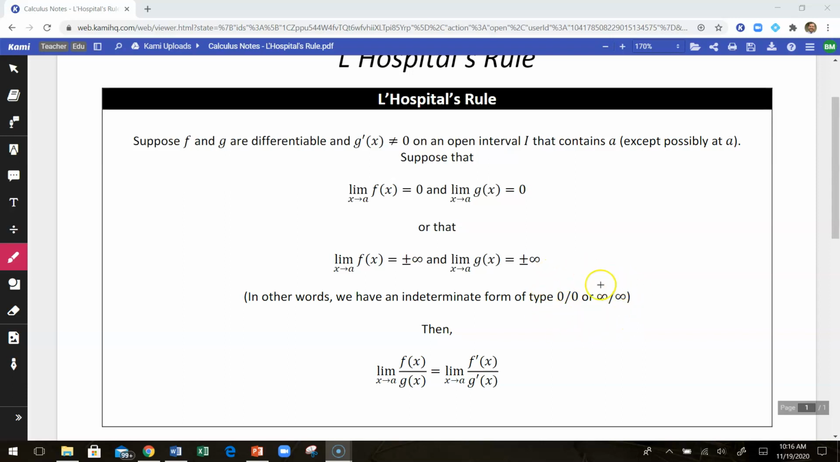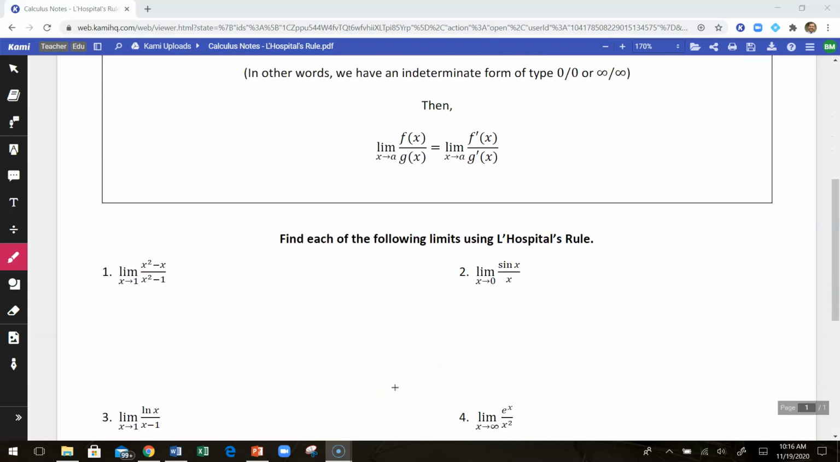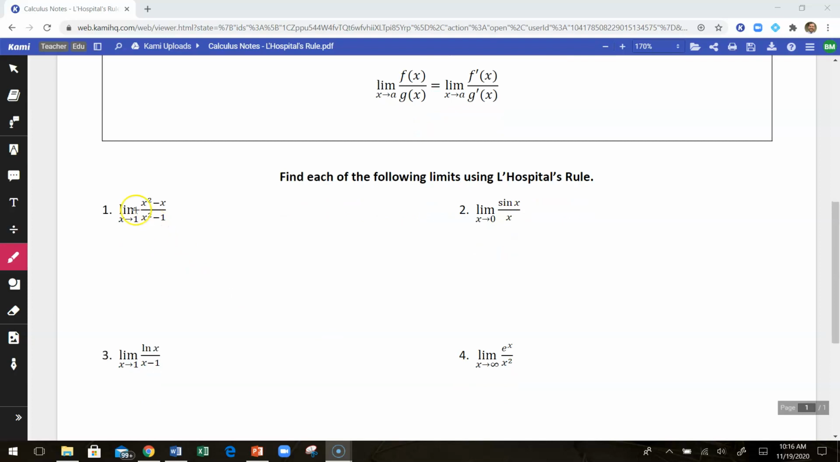If I end up with one of those two indeterminate forms, 0 over 0 or infinity over infinity, then what I can do is take the derivative of the two functions separately. So I'm not going to use the quotient rule here. I'm just going to take the derivative of the top and the derivative of the bottom, and I'm going to reevaluate the limit. Whatever the answer to that is, is the same as the answer to my original limit.